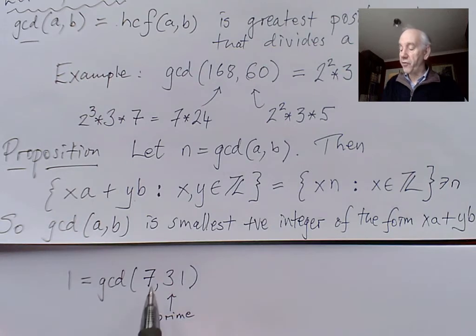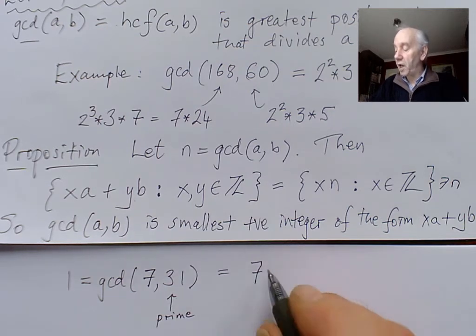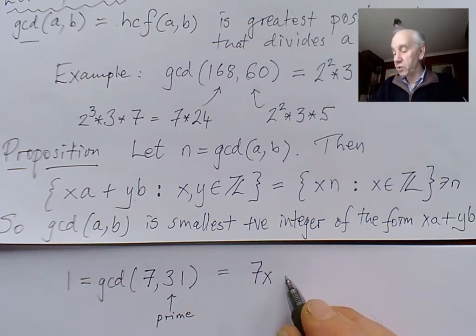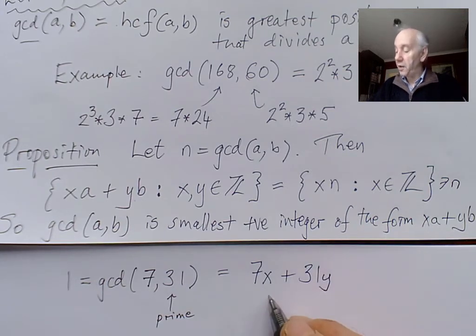So in this case, 7 and 31, they're called co-prime because their greatest common divisor is 1. So we know it must be possible to write this number 1 as 7 times x, or 7x, plus y times 31, so 31y. The question is, what are the integers x and y?